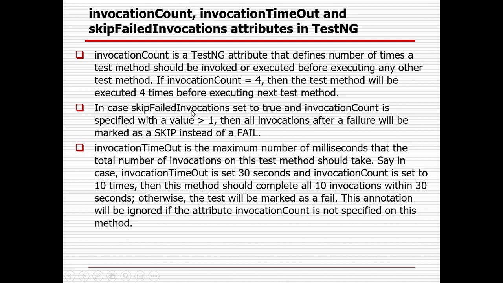In case skipFailedInvocations is set to true and invocation count is specified with a value greater than 1, then all invocations after a failure will be marked as skip instead of fail. So it will save your execution time. Suppose your particular method can take 2 minutes to execute, right? But for a particular reason the method is failing.